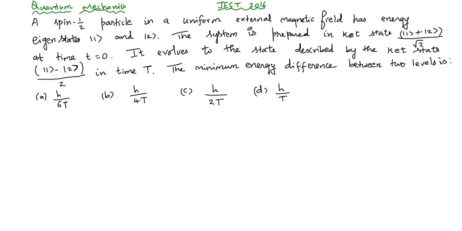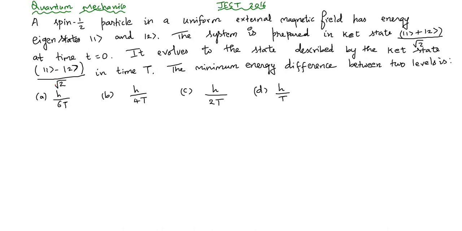There is another problem asked in JEST 2016. It's a similar problem, so let us solve it. A spin-half particle in a uniform external magnetic field has energy eigenstates ket 1 and ket 2. The system is prepared in a superposition of these two eigenstates, ket 1 plus ket 2 by root 2, at time t equal to 0. It evolves to the state ket 1 minus ket 2 by root 2 in time t. We have to calculate the minimum energy difference between the two levels.